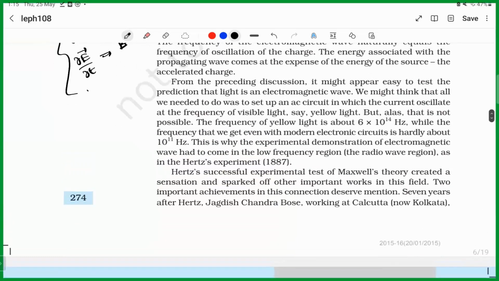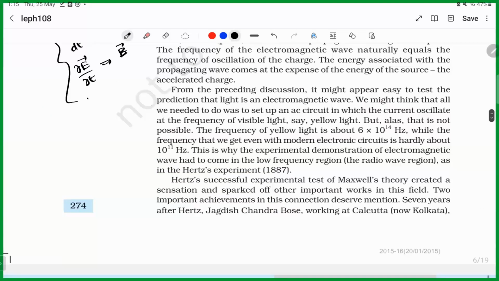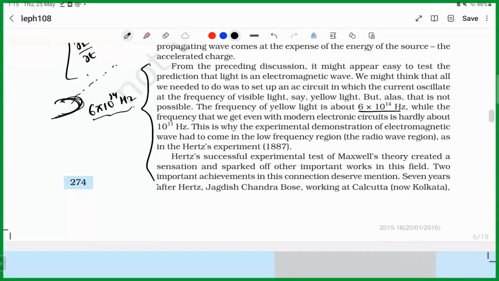This part is about the proof of light being an electromagnetic wave. If we had instruments which can set up currents alternating at a frequency of around 6×10^14 hertz, then yellow light would be generated out of this, and we'd be able to see it's yellow. However, we don't have instruments capable of producing this. Therefore, the test that light is an electromagnetic wave is not a very simple one.